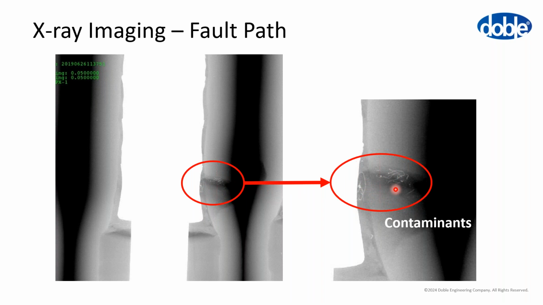And within the fault path, we can see what appears to be some contaminants of some description, some little hairs or something. Now, the advantage of knowing that that's there, when I'm going to cut that joint open later, is that I know to be careful, that there's material there that I might want to actually keep for part of the analysis.